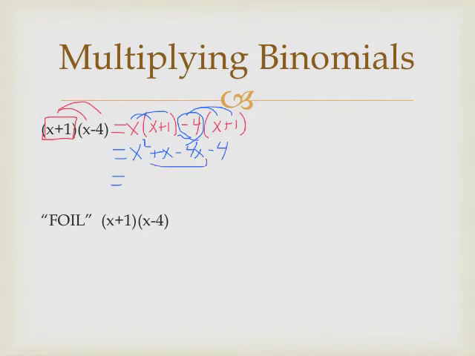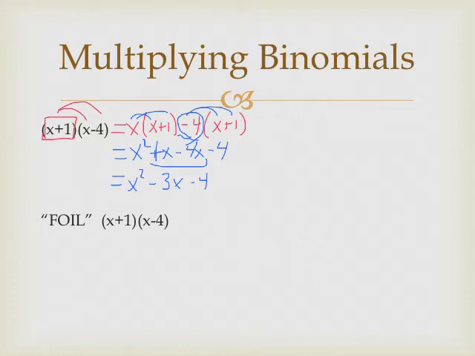Last thing here is these 2 terms in the middle can be combined. So I have x squared plus, and then I have x minus 4x. This is really a 1x, is a good way to think about it. And 1 minus 4 is negative 3. Okay, and that's just straight using the idea of the distributive property.